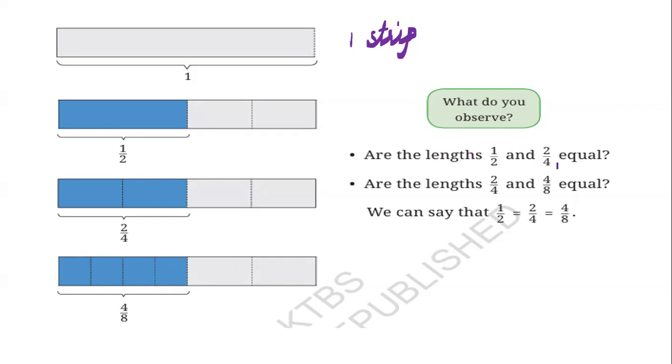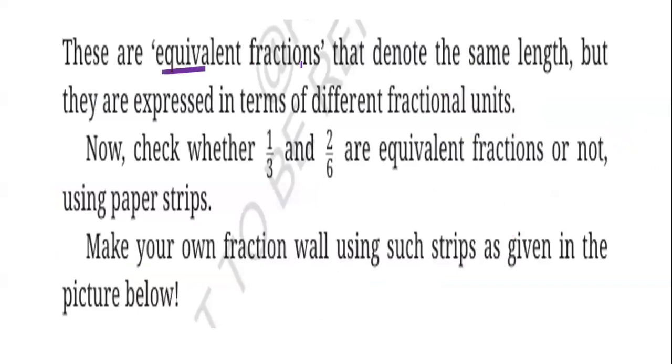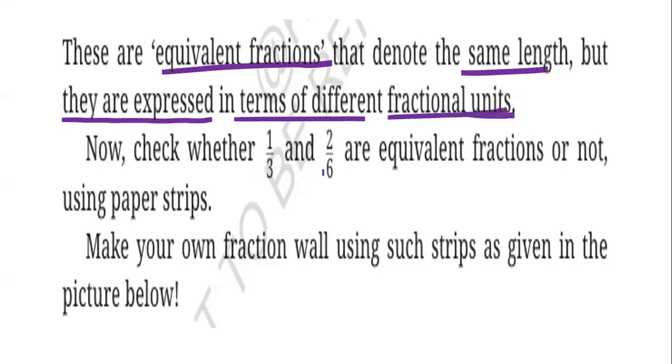Are the lengths 1 by 2 and 2 by 4 equal? Yes, they are equal. Are the lengths 2 by 4 and 4 by 8 equal? Yes, that is also equal. We can say that 1 by 2 is equal to 2 by 4 is equal to 4 by 8. Yes, these are equivalent fractions that denote the same length, but they are expressed in terms of different fractional units. Now, check whether 1 by 3 and 2 by 6 are equivalent fractions or not.